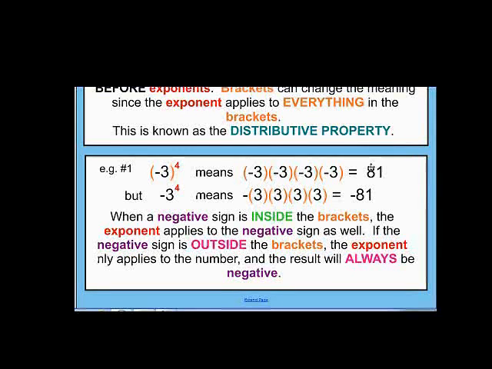So if the negative sign, however, is outside the brackets, like it is over here, then the exponent only applies to the number and not to the sign, and that means your answer will always be negative. So this ends up being negative 81, because essentially what this is saying is, well, take this number 3, put it to the power of 4, and then at the end, change the sign and make it negative.